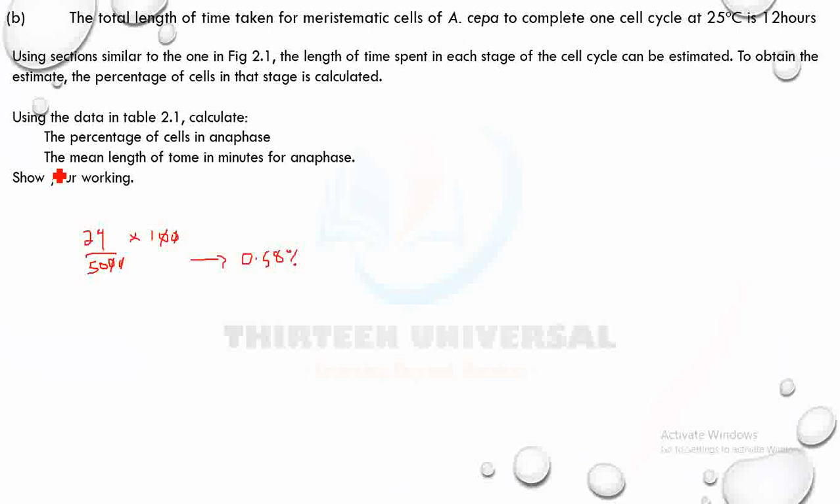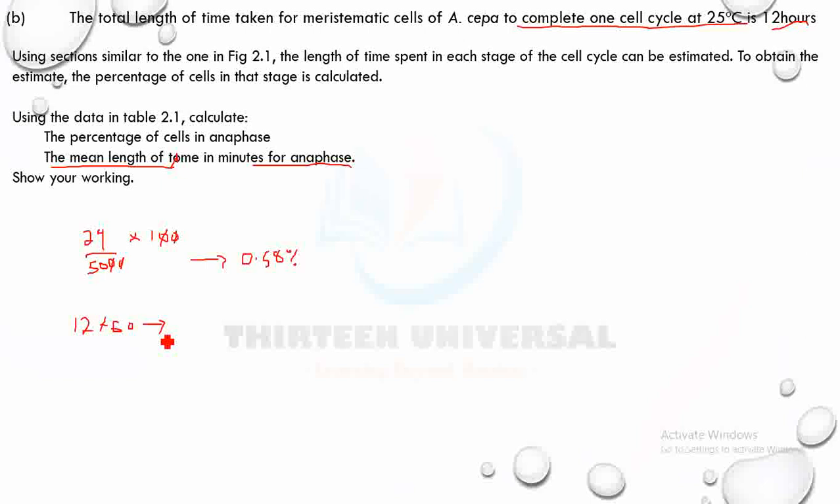The next one says that we should calculate the mean length of time, this is time, not term, in minutes for anaphase. But you see, they told us that to complete one cell cycle, the entire thing takes 12 hours, and we are calculating in minutes. So convert 12 hours to minutes by multiplying by 60, because 1 hour is 60 minutes.